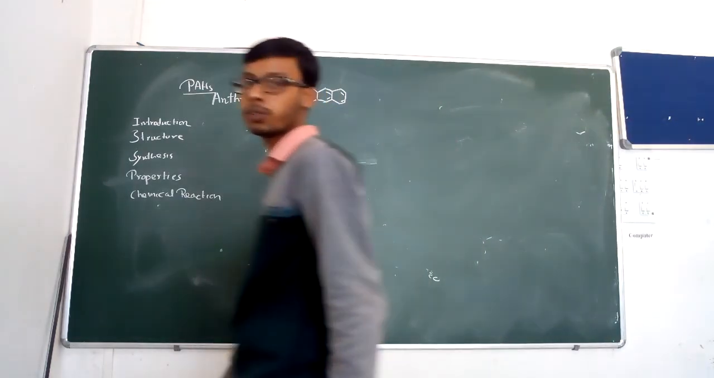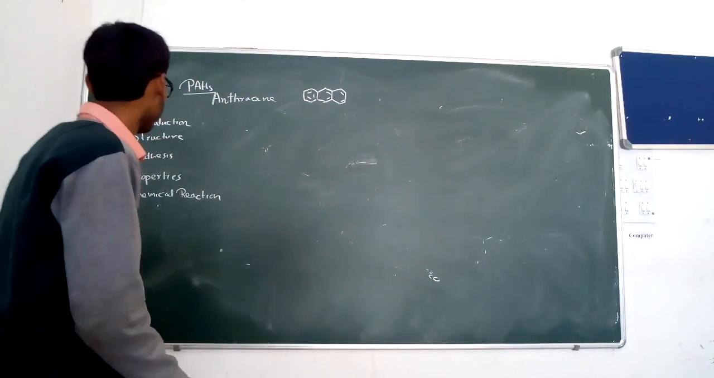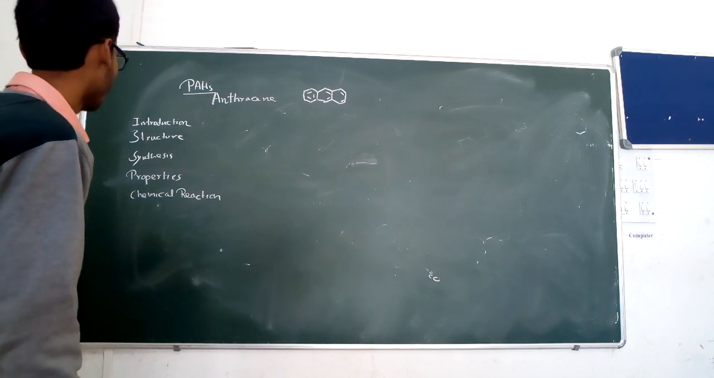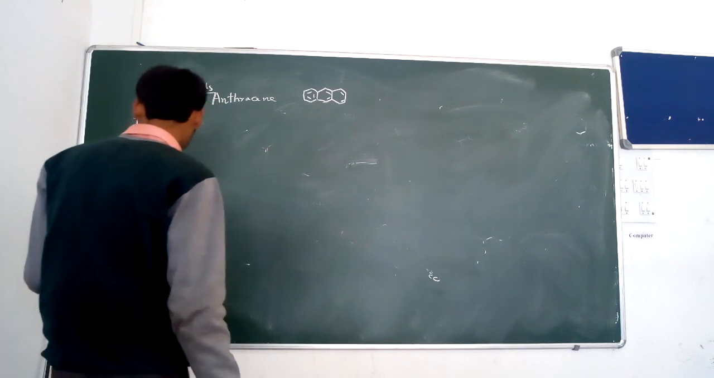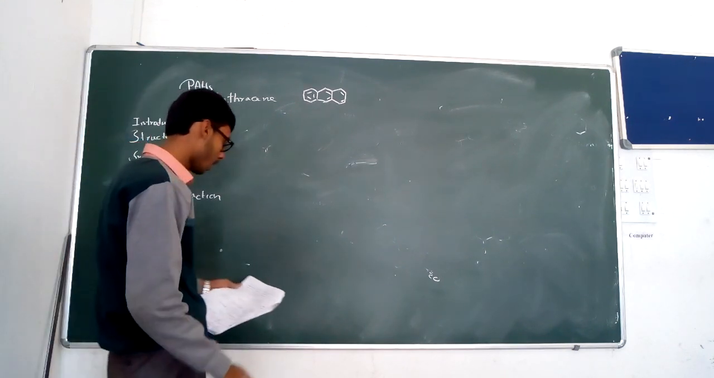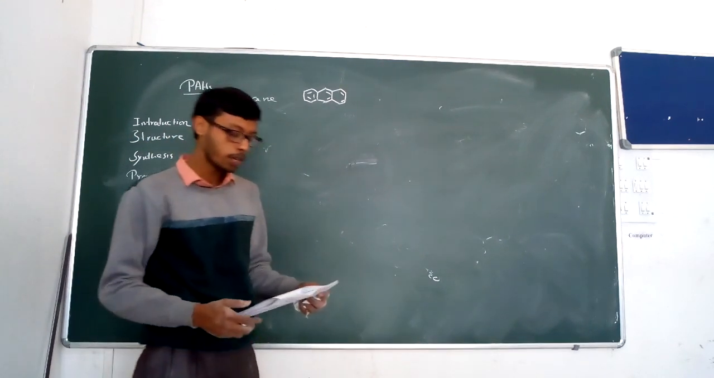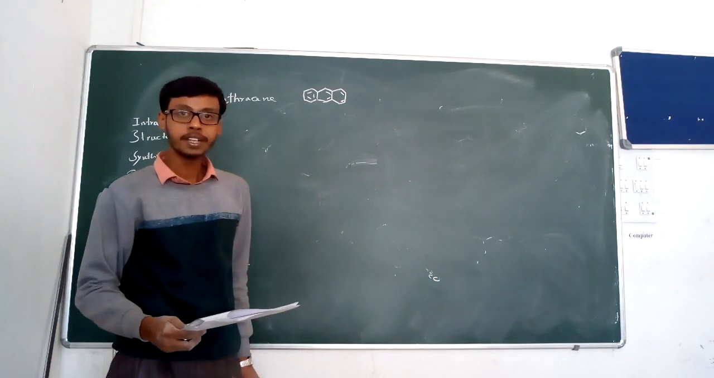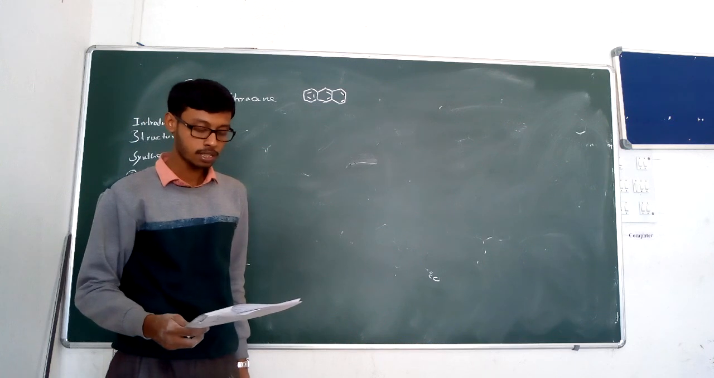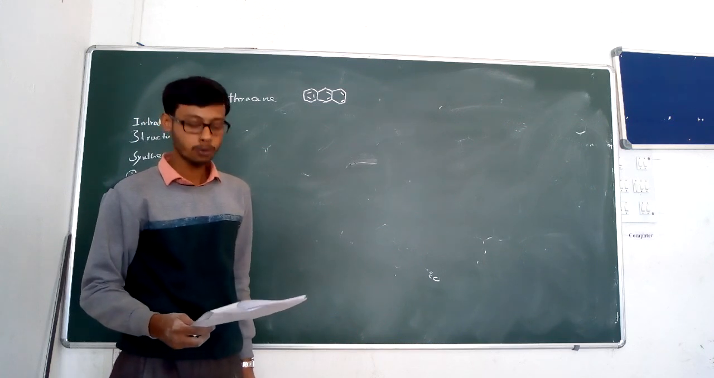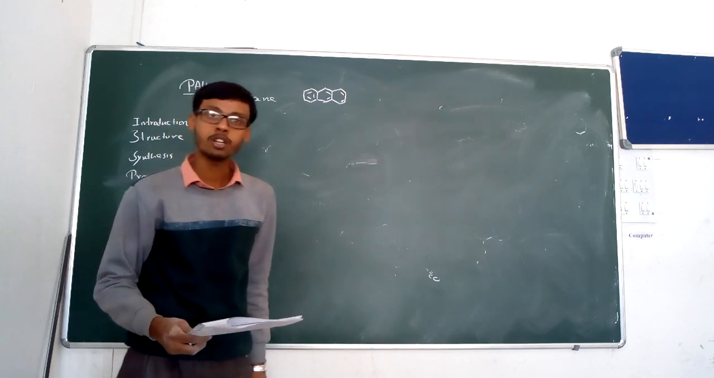So now I am going to start the chemical reactions of anthracene. It has some physical properties: it is a colorless solid having a melting point of 218 degrees Celsius, and a boiling point of 340 degrees Celsius. It exhibits blue fluorescence when exposed to UV light.